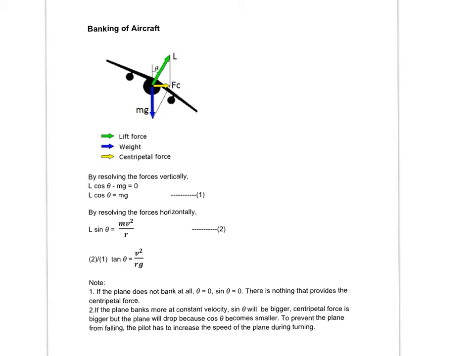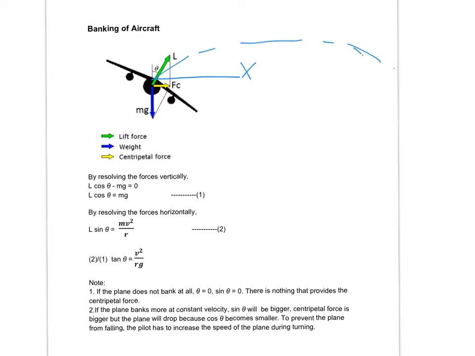Another example of a horizontal circle is the banking of aircraft. So imagine this aeroplane is making a turn, and this is the center of the circle, so it's making a turn this way. All right. Now, what are the forces acting on the aeroplane?